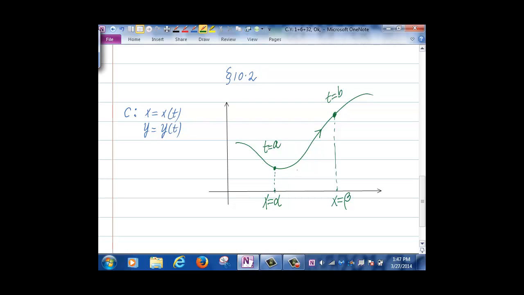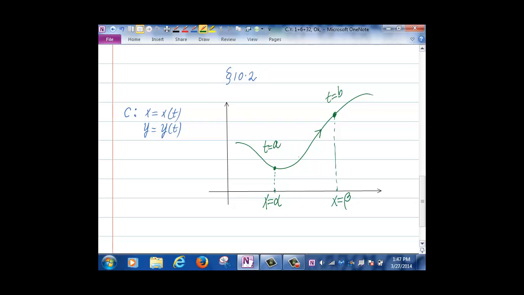So suppose that the curve is above the x-axis, and in this time interval the curve represents y as a function of x. Within this time interval from a to b, the portion of the curve you have represents y as a function of x, right? Because it satisfies the vertical line test.